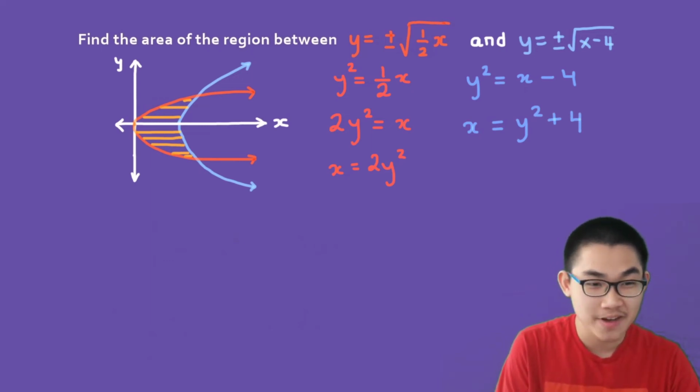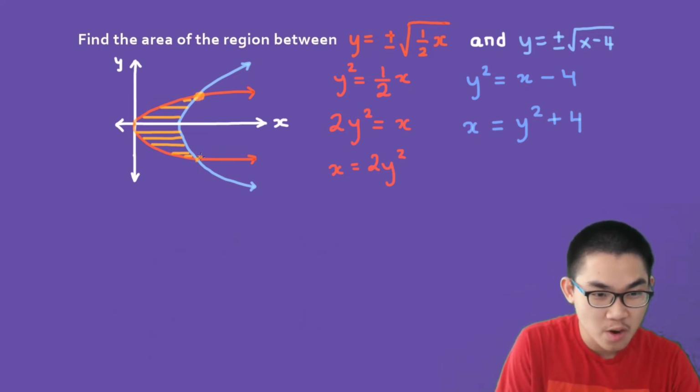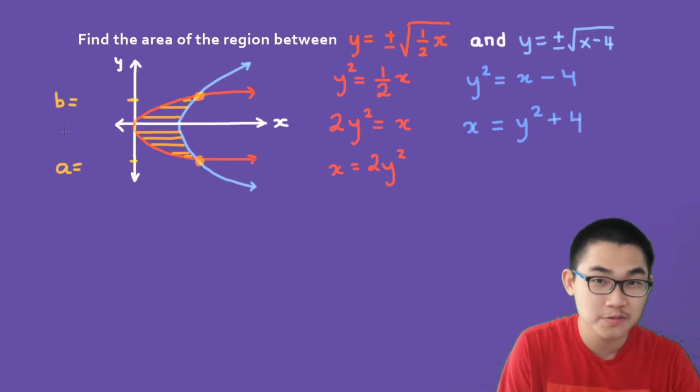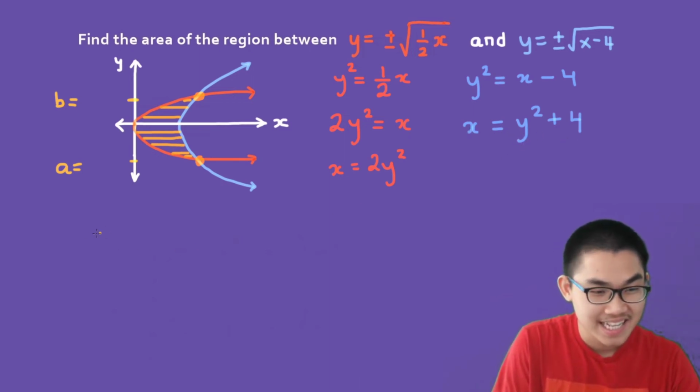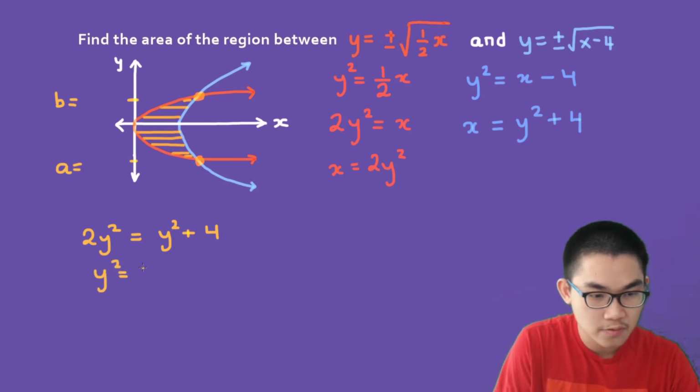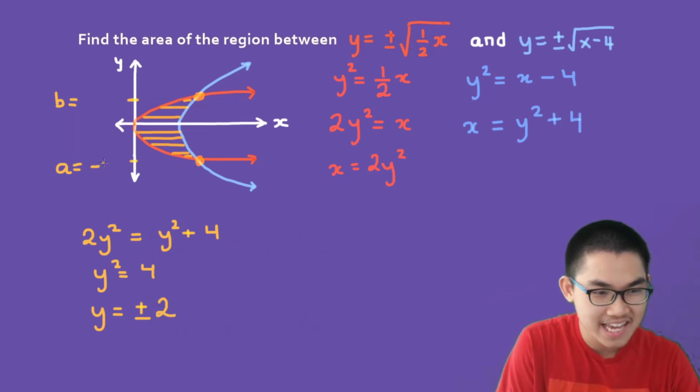Step number 2 is to find the intersections so we can know where A and B are. So this is going to be A, that's going to be A right there, that is going to be B. In order to find A and B, we need to set both of these equal to each other. Since x is equal to 2y squared and x is also equal to y squared plus 4, then 2y squared is equal to y squared plus 4. That's going to be y squared is equal to 4. y is equal to plus and minus 2. So we know that A is going to be minus 2 and B is going to be positive 2.